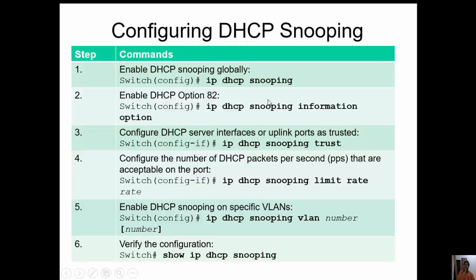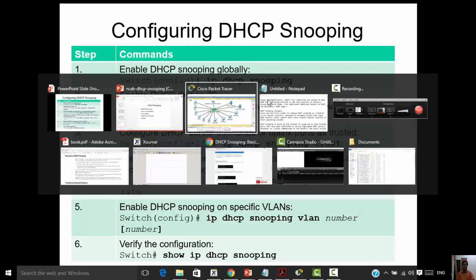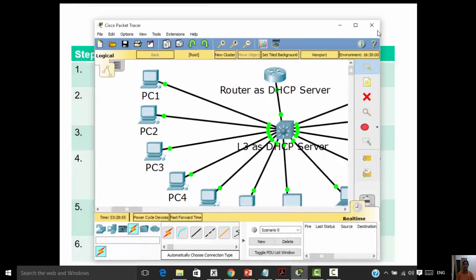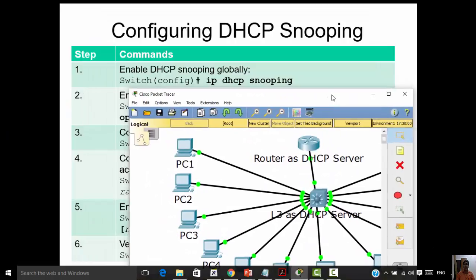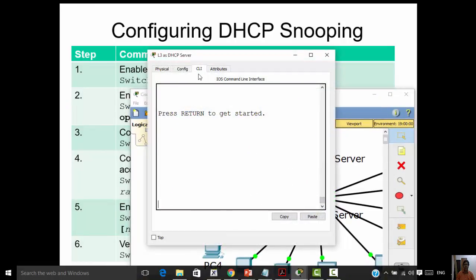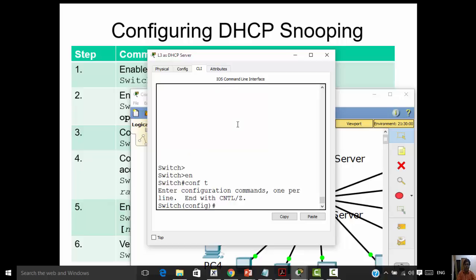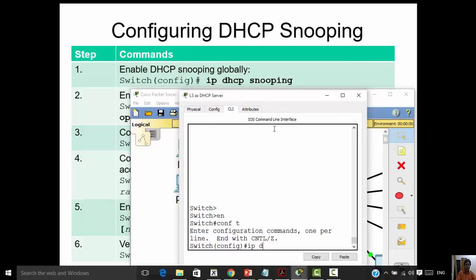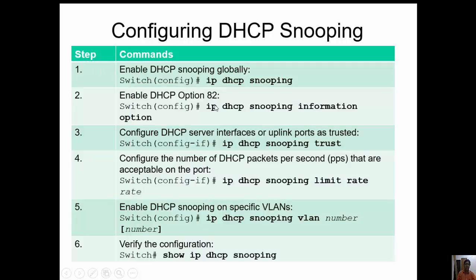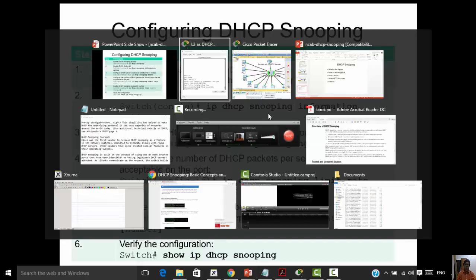So how do we do it? We first need to enable DHCP snooping. We go to Cisco Packet Tracer, and we write enable, config t, and the command ip dhcp snooping. So now DHCP snooping is enabled. The next command is snooping information.